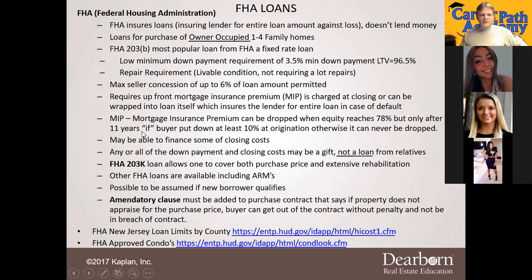But wait a minute. MIP coverage can be dropped when equity reaches 78%, but only after 11 years if the borrower put down at least 10% at origination. Otherwise, it can never be dropped. So is an FHA loan a type of loan you want to be in forever?